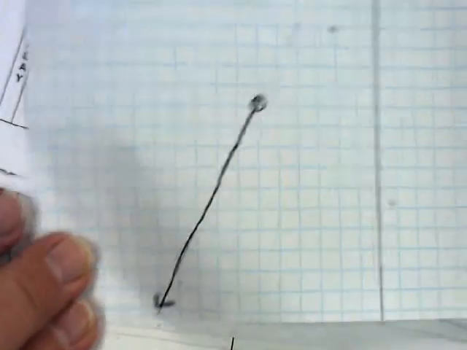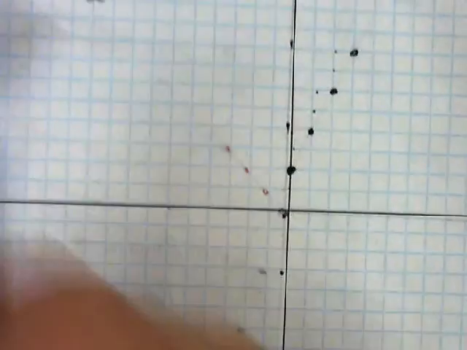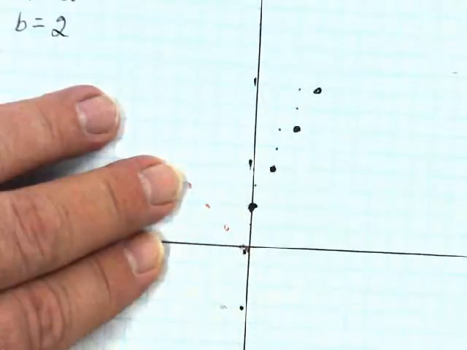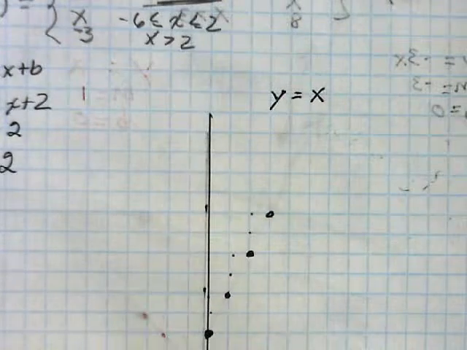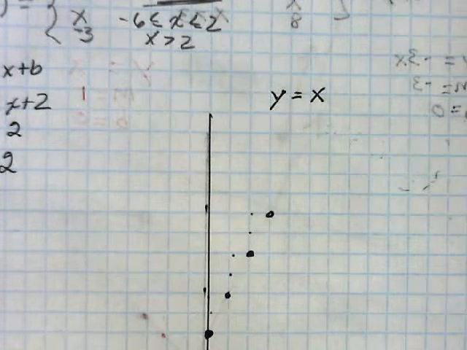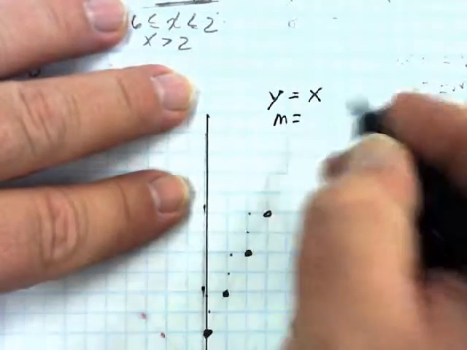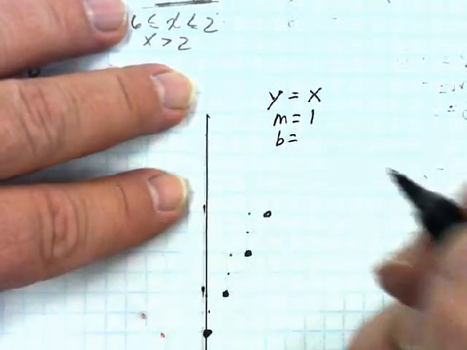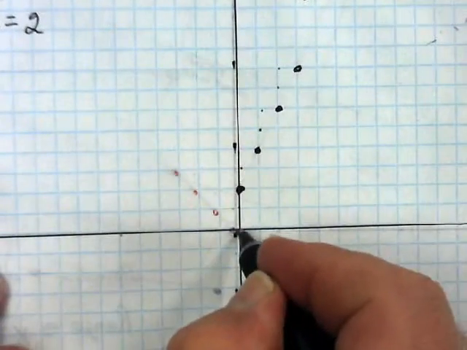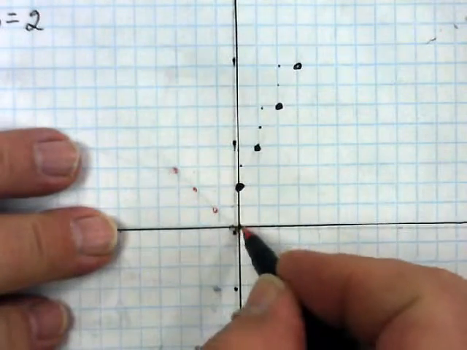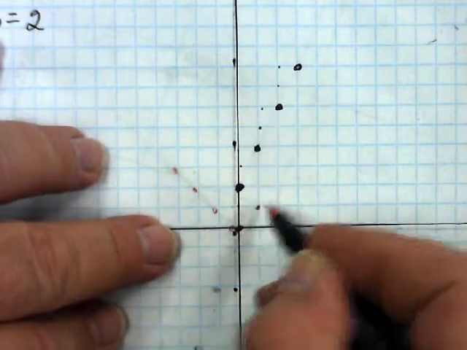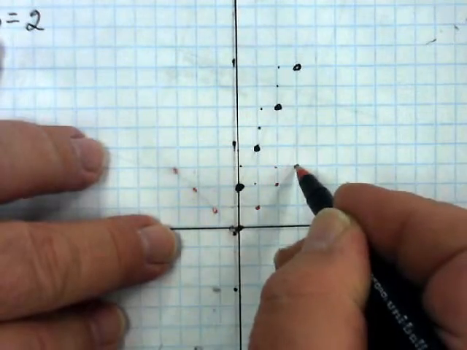Next one. It happens to be y equals x. So is it in the form y equals mx plus b? What's the slope? 1. What's the y-intercept? 0. So where am I going to start? At 0. Starting here, what do I do when I start there? Up 1, over 1, up 1, over 1, up 1, over 1, etc. And then I would draw that line in.